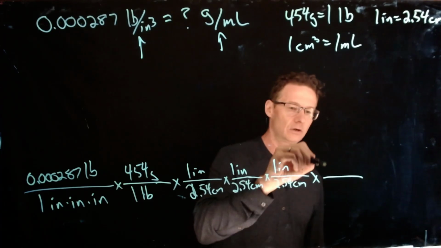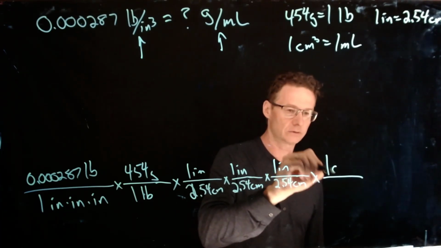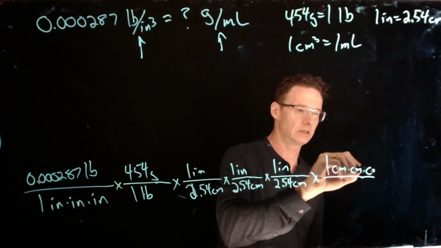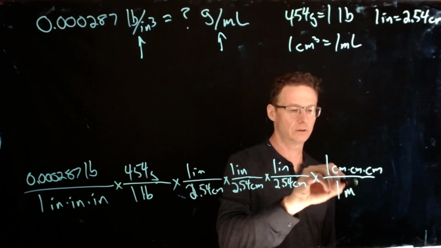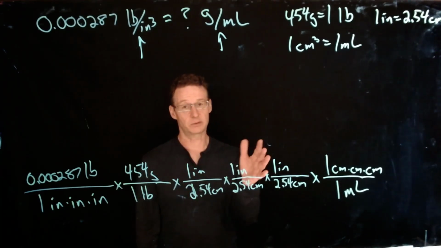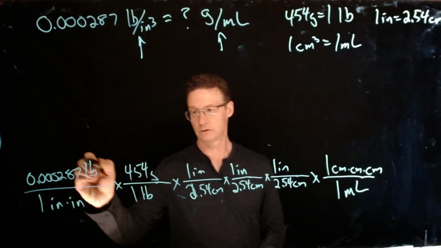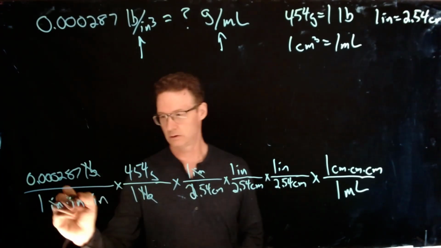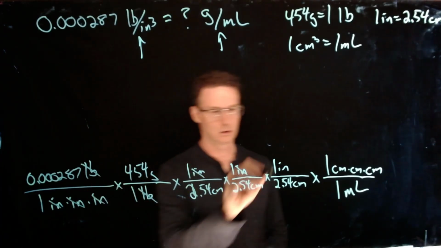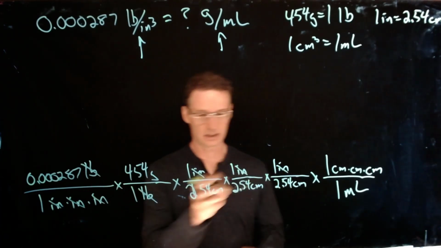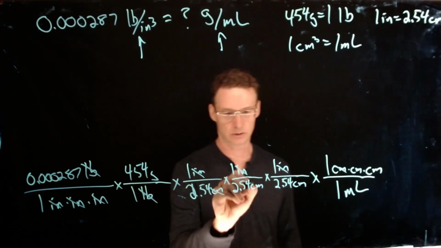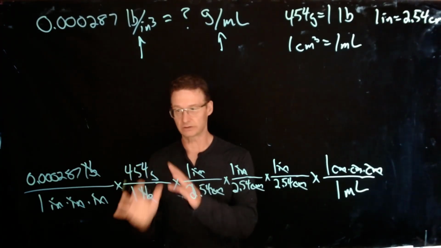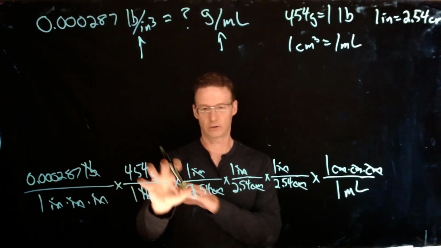And then over here, we had 1 cubic centimeter. So again, remember, cubic centimeter just means centimeter times itself again equals 1 milliliter. So it took us a few steps to get there, but we're now converting pounds to grams, and then we're converting inches to centimeters, and then we're converting cubic centimeters to milliliters. Okay, so we've canceled out the pounds in the numerator, converted it to grams.